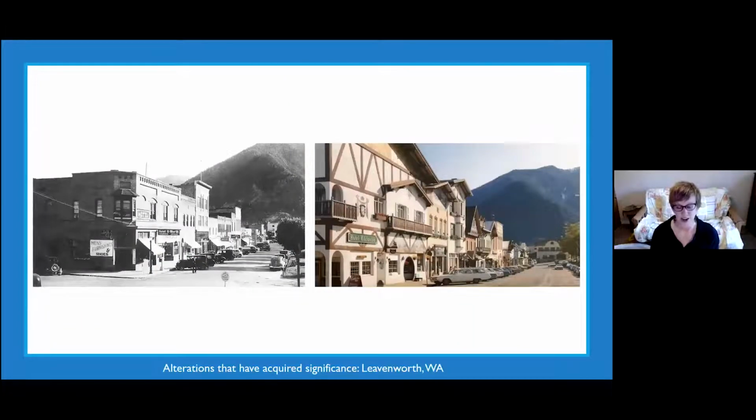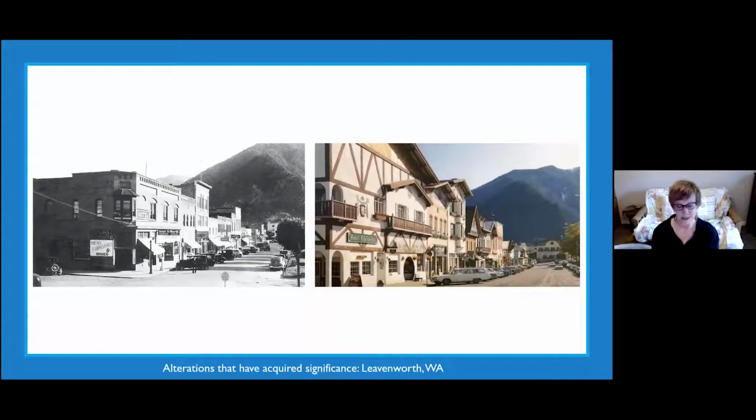Another example of an alteration that has acquired significance is one from Leavenworth, Washington. You see here the original downtown appearance on the left. And then in the 1960s, Leavenworth was looking for a way to revitalize their economy. They wanted to take what had been a logging town and make it into a tourist destination. And so they recreated their whole downtown with a Bavarian appearance and very thoughtfully studied Bavarian architecture and tried to create a little Bavaria in the mountains in Washington state.